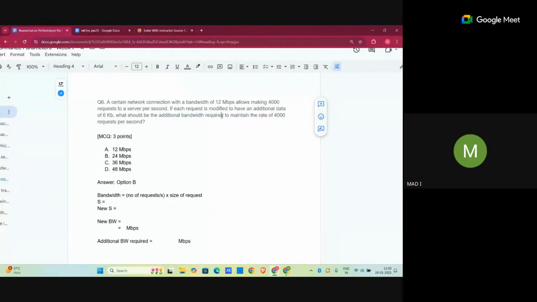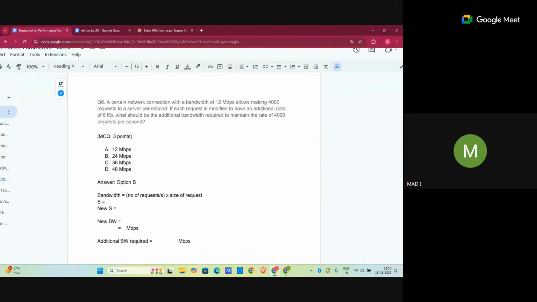So this may confuse you. You may calculate the new bandwidth and mark it as the answer, and it is also given in the options. So just read the question properly. What is asked? Additional bandwidth required. So we will first calculate the bandwidth.